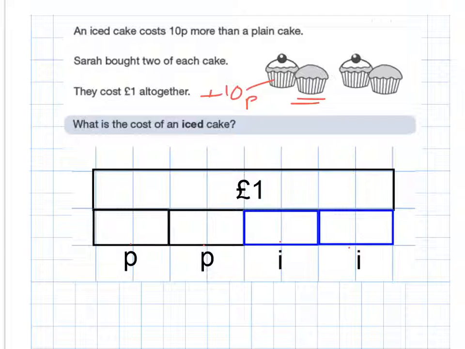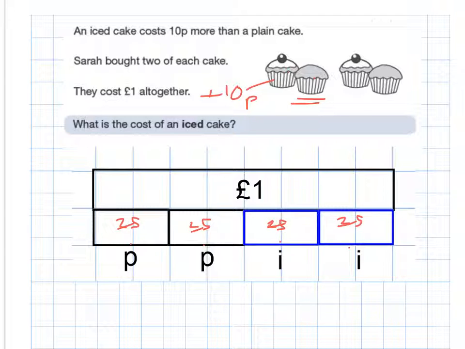But I can't just divide £1 by 4 because I know that these 2 cakes cost different amounts. If I did do £1 divided by 4, I'd obviously get 25p. But if I do that, then these iced buns aren't 10p more than the plain buns, so that isn't going to work as a solution. But I know it must be somewhere close to that. So I'm going to think, well, how much could a plain bun cost? Now it must cost less than an iced bun.